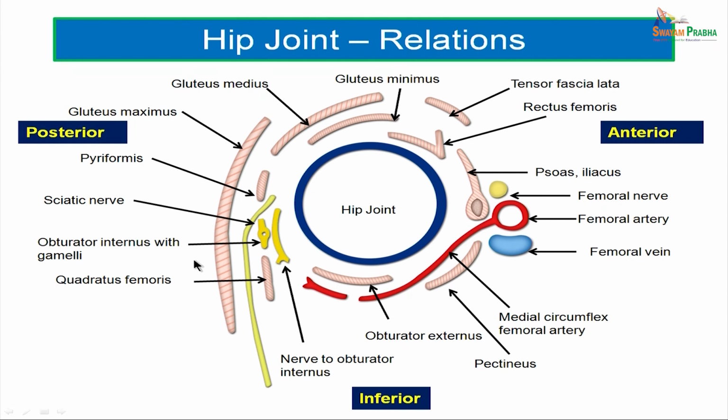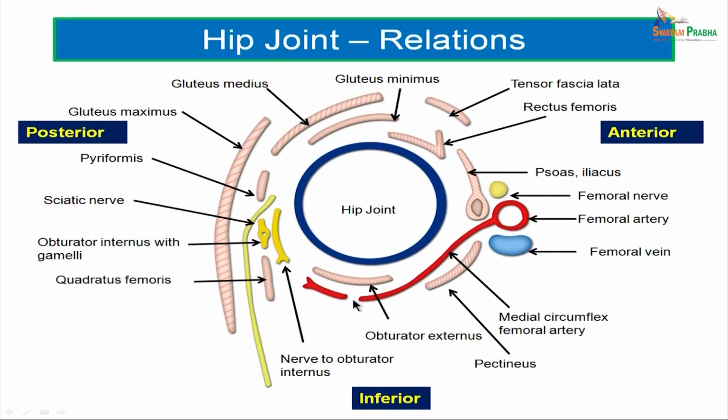Let's have a look at the strong muscles which form the posterior relation of the hip joint. These include the gluteus maximus, the piriformis, the obturator internus with the two gemelli, and the quadratus femoris. The sciatic nerve and the nerve to obturator internus are also related to the posterior aspect of the hip joint. On the inferior aspect of the hip joint are the obturator externus and the branches of the medial circumflex femoral artery.